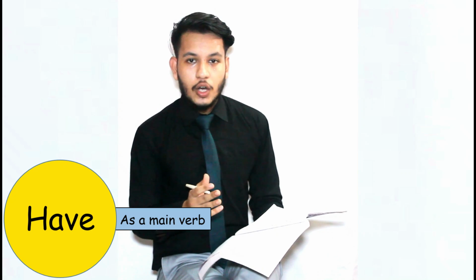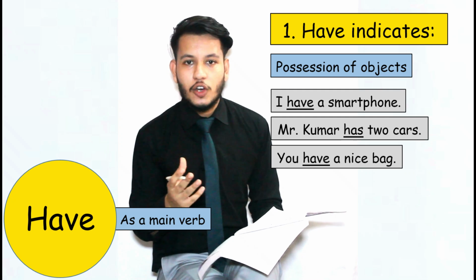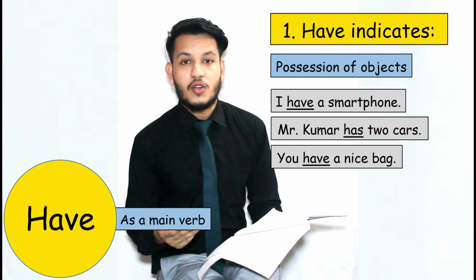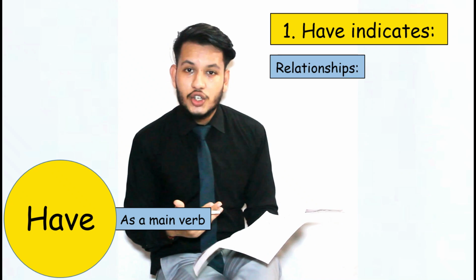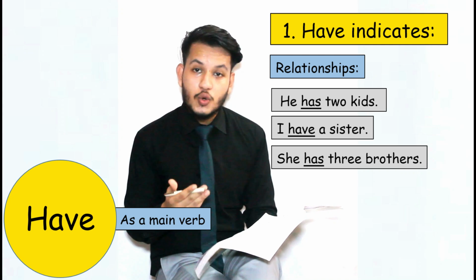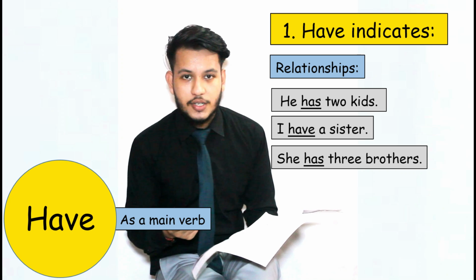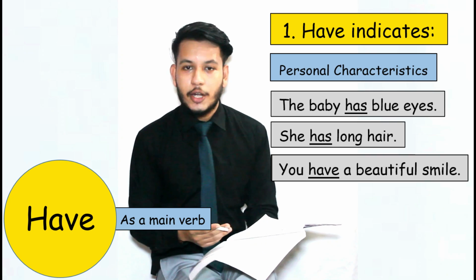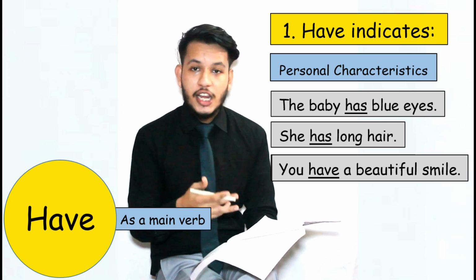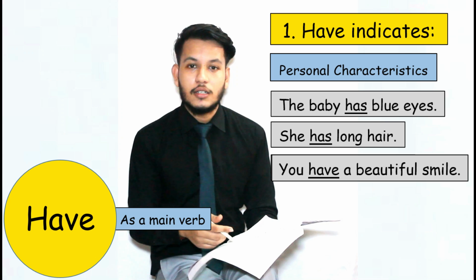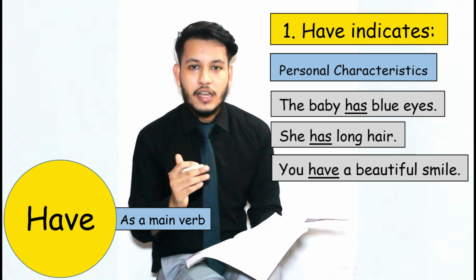And as a main verb, have indicates ideas such as possession of objects. I have a smartphone. Mr. Kumar has 2 cars. You have a nice bag. And it indicates relationships as he has 2 kids. I have a sister and she has 3 brothers. And it indicates personal characteristics as the baby has blue eyes, or she has long hair, and you have a beautiful smile. And this is how you use have as a main verb.